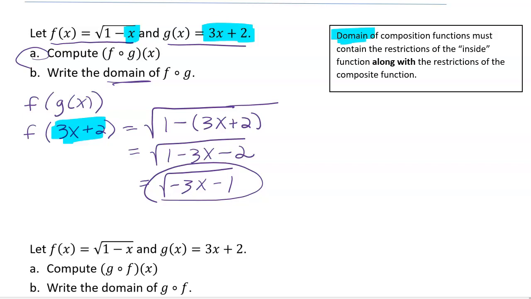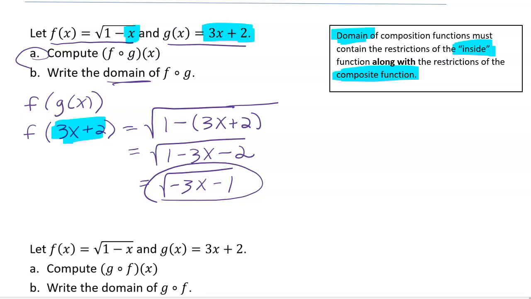And you have two steps to doing domain of composition functions. You first think about the domain of the inside function, and then you think about the domain of the composite function. So there's two layers to the process. Sometimes if you skip one part or the other, you will get the wrong answer. You have to be very, very careful that you're thinking about both parts, putting both parts of those domain together, and then writing a final answer.